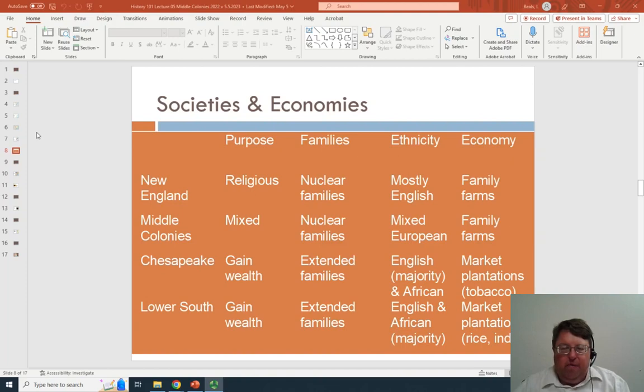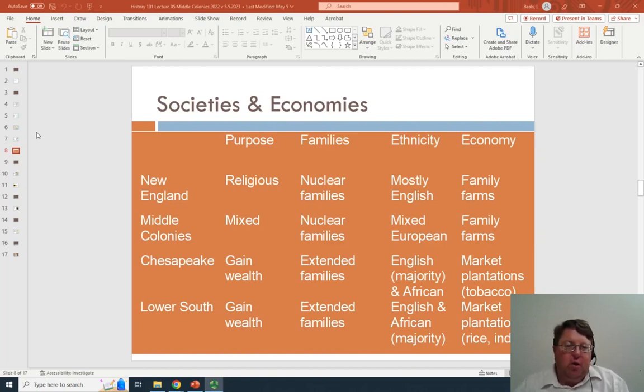Economy, farming, tobacco raising in the South, rice, indigo. What do you notice is not on this table? It's cotton. Cotton will be later on. That's the most famous product for the South, right? Cotton is king. Early on, 1600s, tobacco is the product we're going to see.